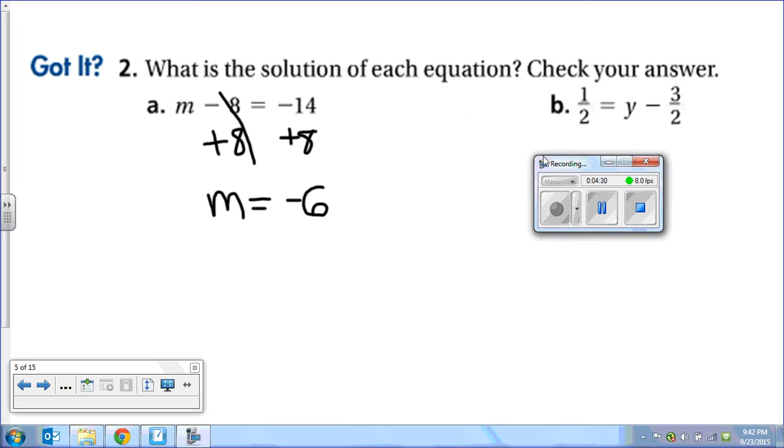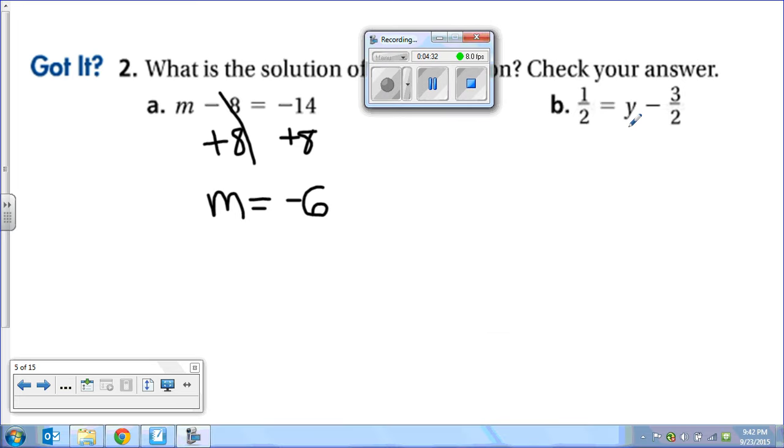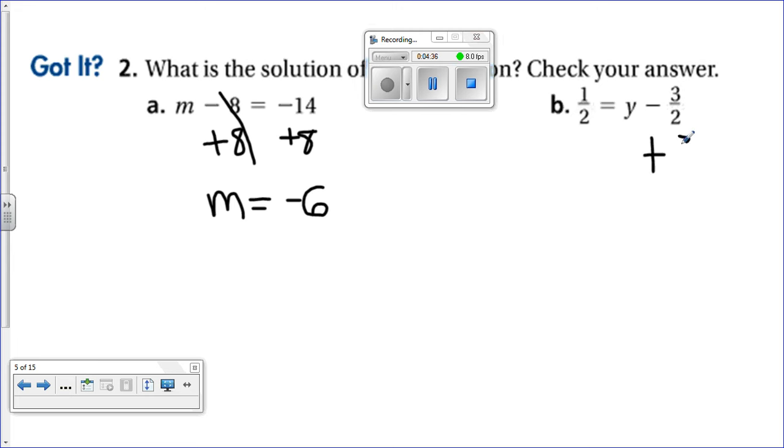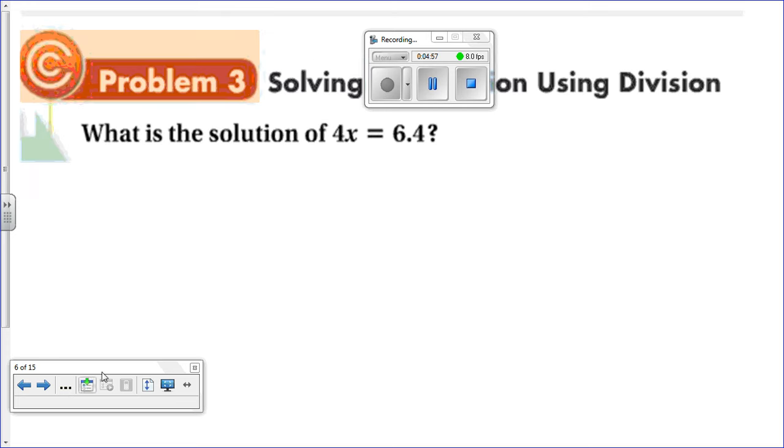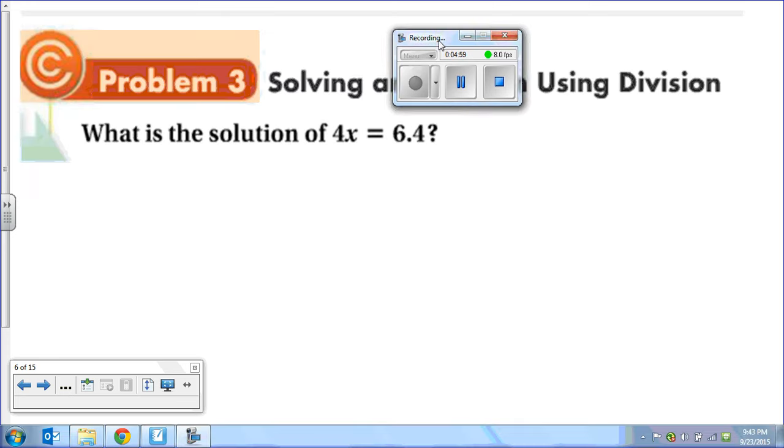Over here, we have some fractions. Don't let those scare you. So we're going to add 3 over 2. And over here, we're going to add 3 over 2. 1 half plus 3 halves is 4 halves. 4 halves is 2. Y equals 2.